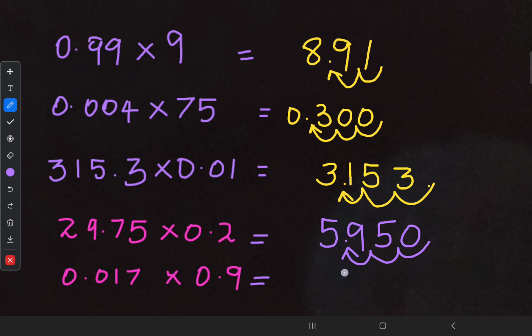Final one, that is 17 times 9. That is 153. Here there are 3 digits after the decimal point. Here only one digit after the decimal point. In this case, totally 4 digits. So 1, 2, 3, 4. We have to place our decimal here. But there are no numbers. There are no digits here and here. So in between these blanks, we can place zeros.